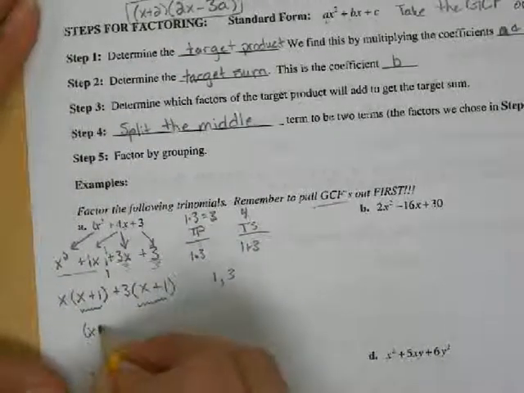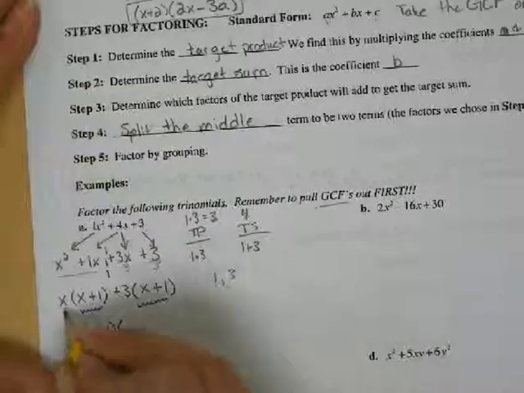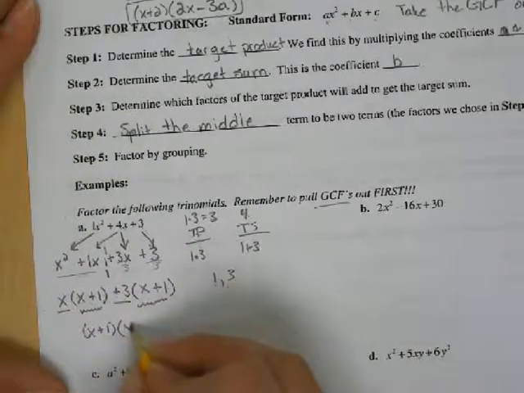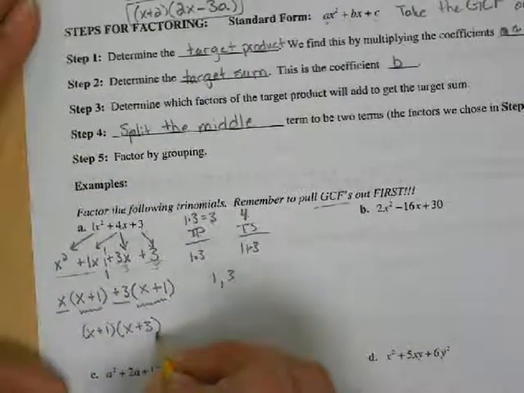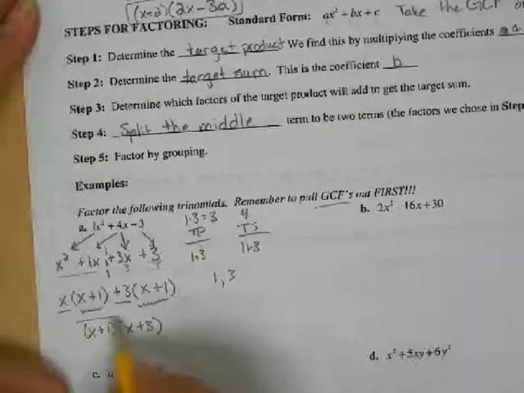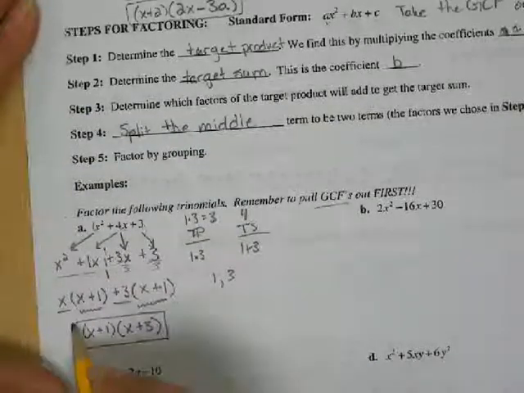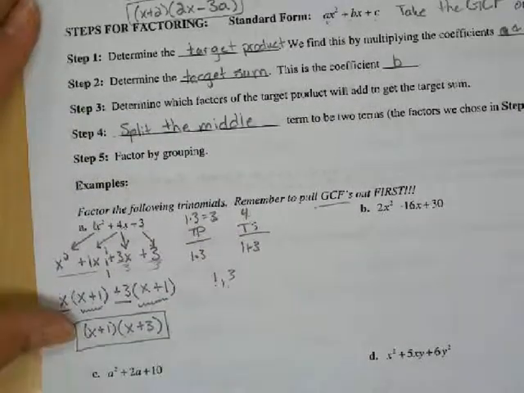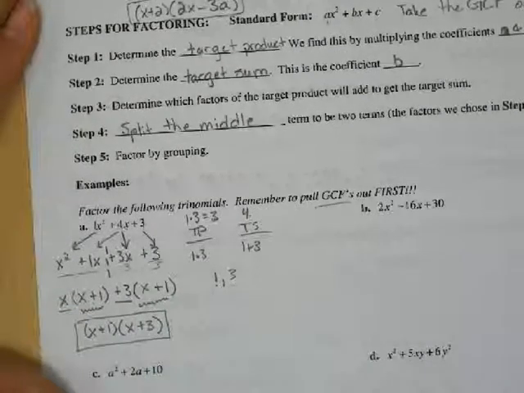I factor out my x plus 1. I'm left with x plus 3. That would be my final answer. That's how I factor trinomials. x plus 1 and x plus 3.